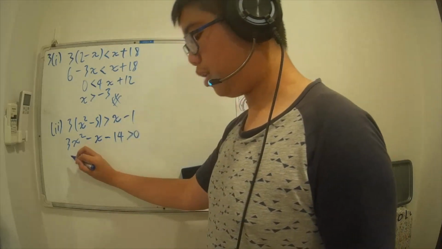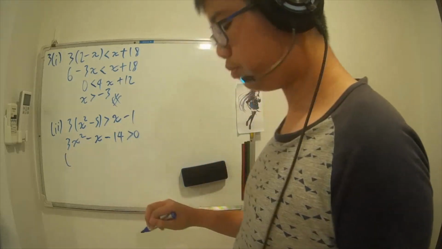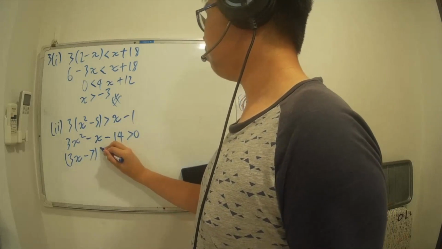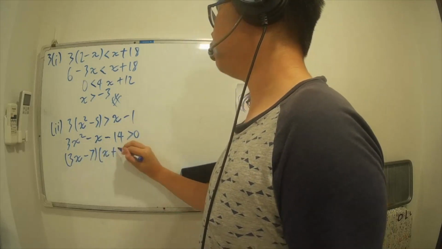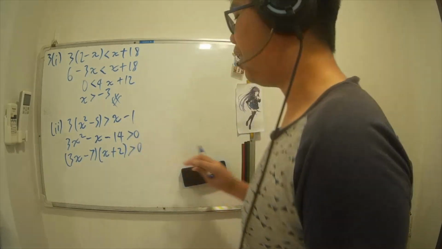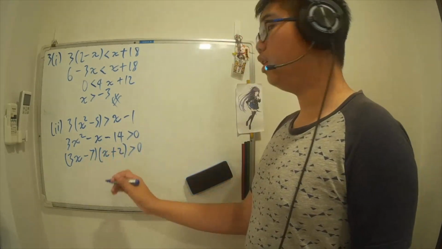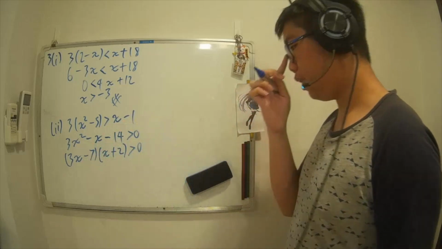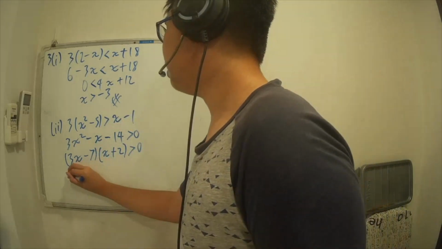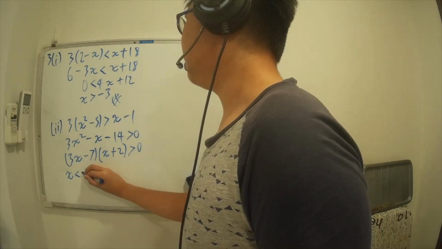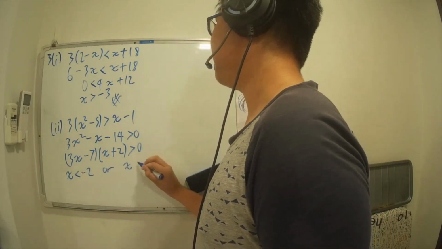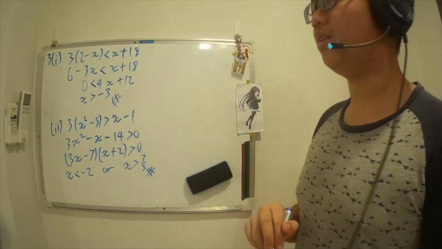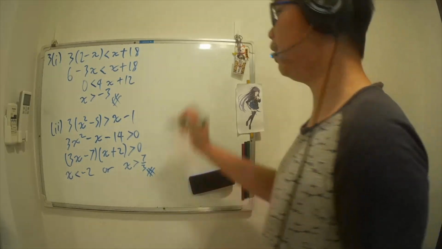So this one we will factorize. 3x minus 7, x plus 2 is more than 0, right? Let me see, minus 7x, yeah, there's 14, and yeah, that's correct. Okay, then that means that x is less than negative 2, or x is more than 7 over 3. I forgot about it, I believe the question said represent the solutions on number lines. So let me do that.